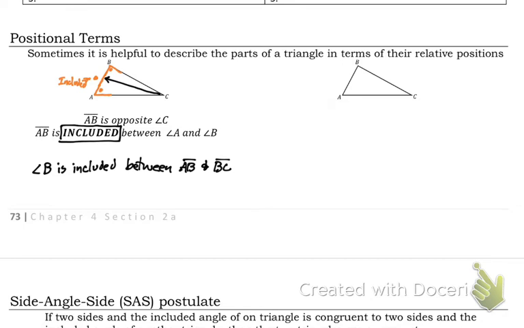If I looked at angle B right now, what would be the side opposite angle B? What side would be opposite angle B? Yeah, Hogan. AC would be opposite angle B. Perfect. So AC is opposite angle B. So it's all about perspective.